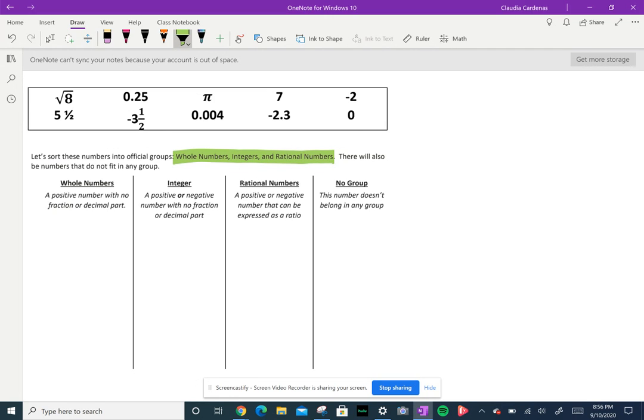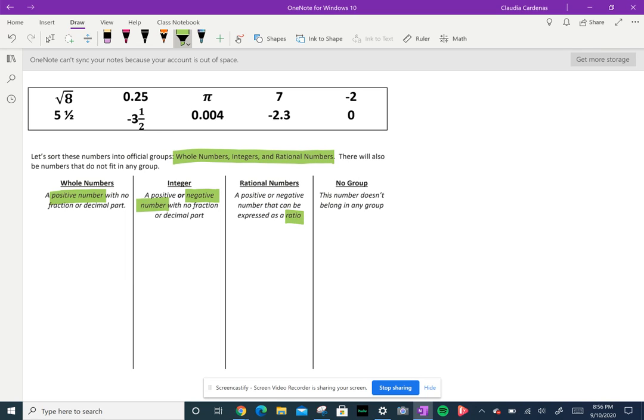So let's think about each type of number so we can review what we learned last year and be able to kind of take out the cobwebs from summer and review these terms. Whole numbers are going to be a positive number without any fraction or decimal part. An integer can be a positive or a negative number without a fraction or decimal part. And a rational number is a positive or negative number that can be expressed as a ratio.